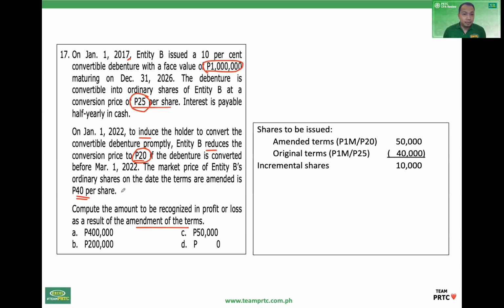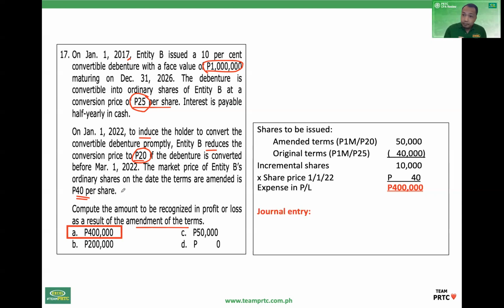At magkano yung market price ng shares at that time? Okay, 40. Kaya yung total value ng incremental shares, 400,000. Yan yung naging effect ng amendment. Additional shares to be issued, at ang market price on that date, 40. Yung effect na yan, yung fair value ng incremental shares to be issued na yan, expense yan in P&L. So, number 17, letter A. And what is the entry?